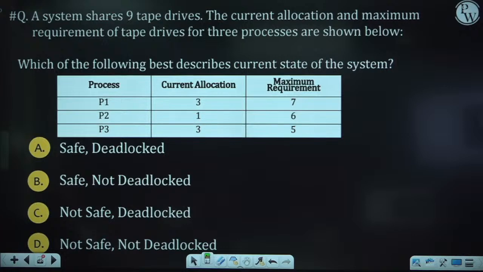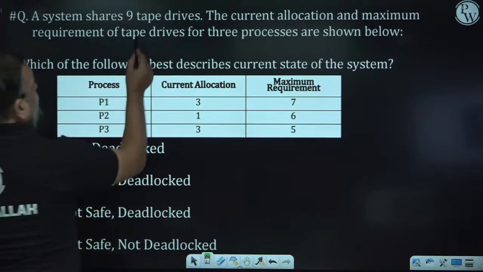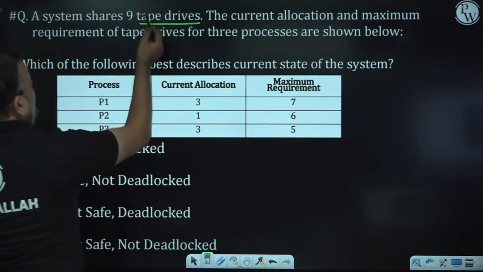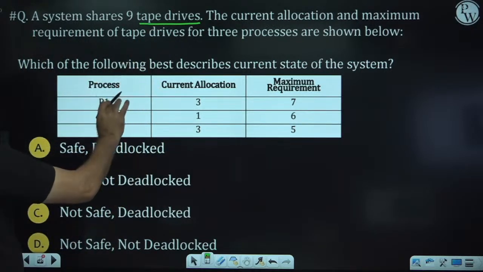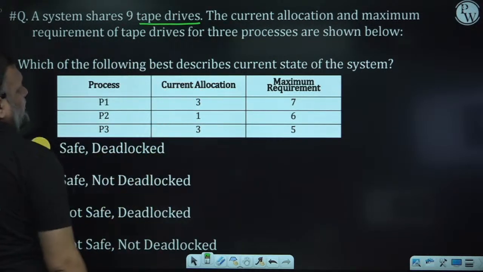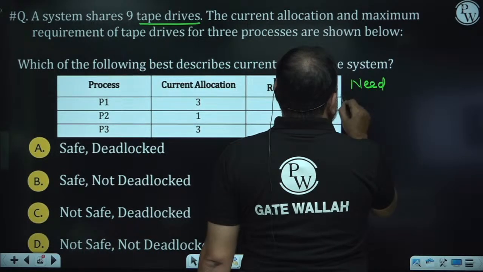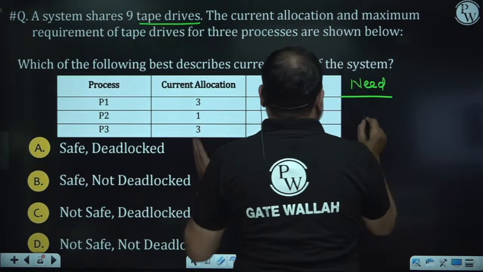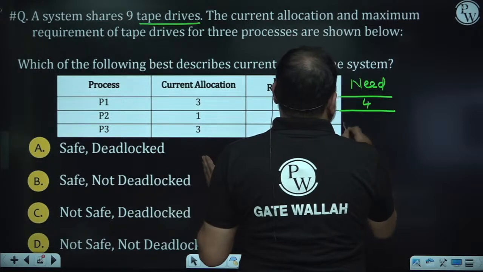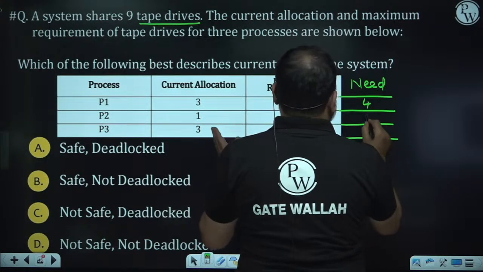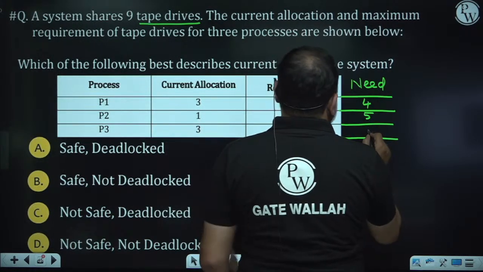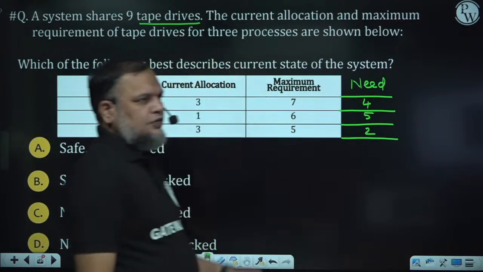Let us start. There is a resource by name tape drives. There are 9 copies of it. The current allocation and maximum requirement is given. So the balance or need of every process will be max minus allocation. That means this fellow needs 4 copies, this fellow needs 6 minus 1, 5 copies, this fellow needs 5 minus 3, 2 copies. This is our first point.